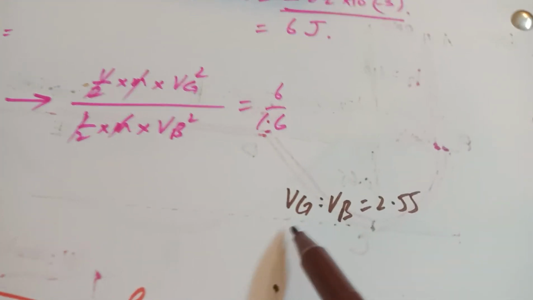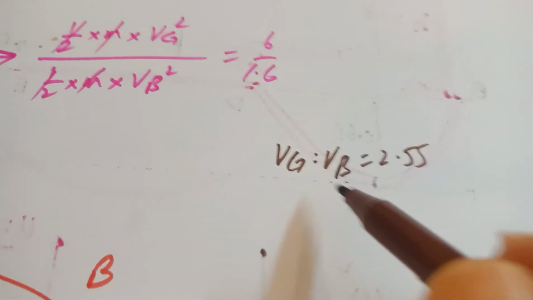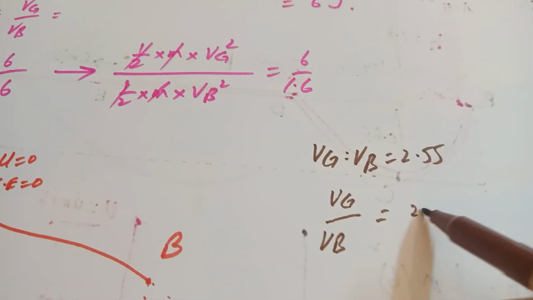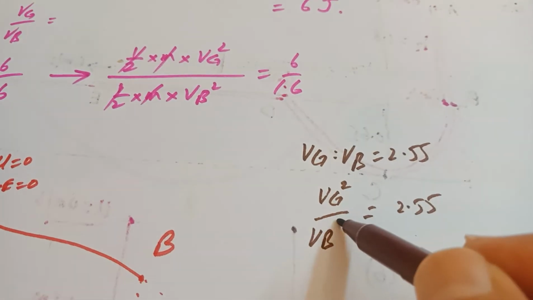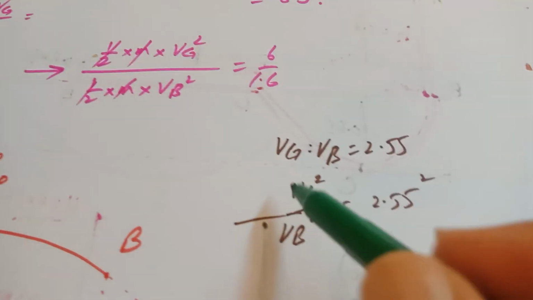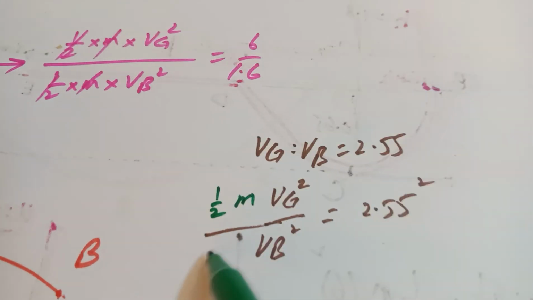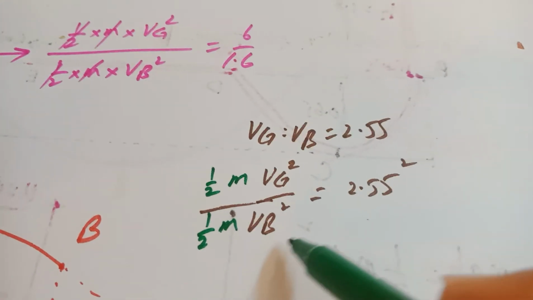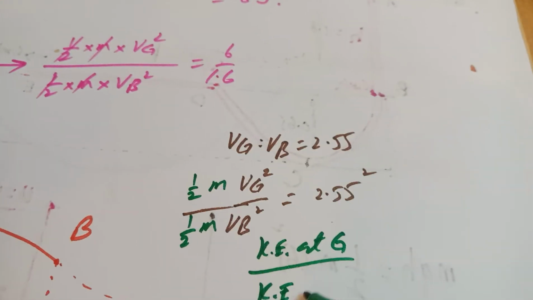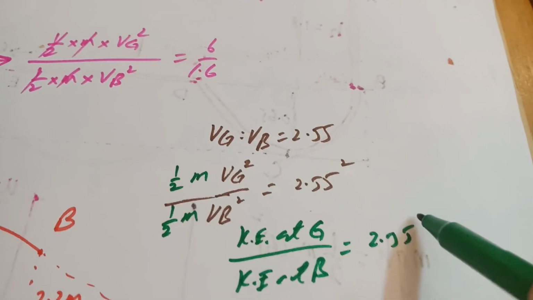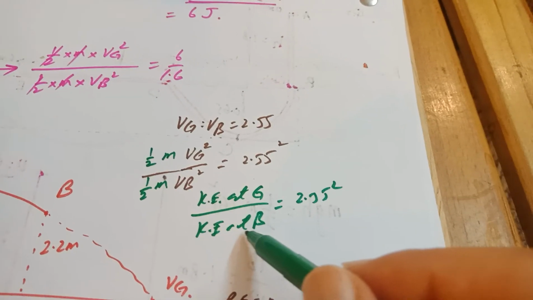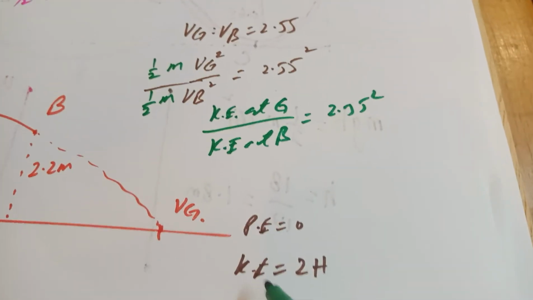So I'm coming to this point now. I'll convert this ratio of the velocities into the ratios of their kinetic energies. Let me write it as Vg over Vb, that is 2.55. When I square them, I have to square this as well, and you will allow me to write the half m here. So this is going to be half m Vg square and half m Vb square. So this becomes the kinetic energy at G over kinetic energy at B, that is 2.55 squared. So this was the kinetic energy at G basically.